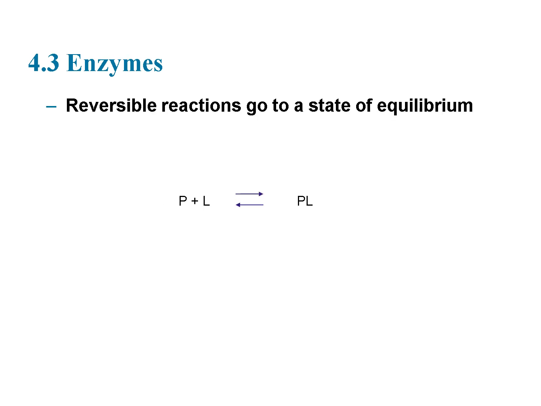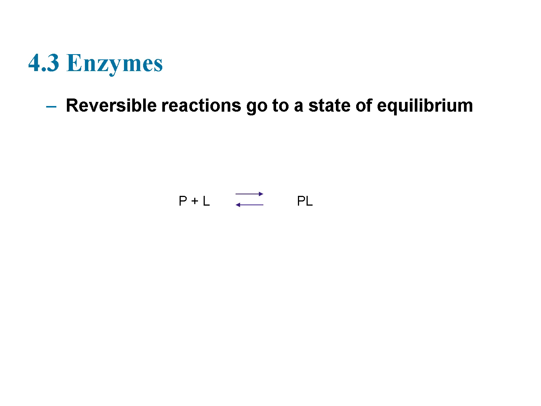This slide highlights a key concept in biochemistry regarding reversible reactions. Reversible reactions are reactions that can proceed in both forward and reverse directions, eventually reaching a state of equilibrium. At equilibrium, the rate of the forward reaction equals the rate of the reverse reaction. In the example in the diagram, P plus L yields PL indicates that two components, P, or protein, and L, or ligand, combine to form a complex. PL yields P plus L shows that the complex can dissociate back into its individual components.